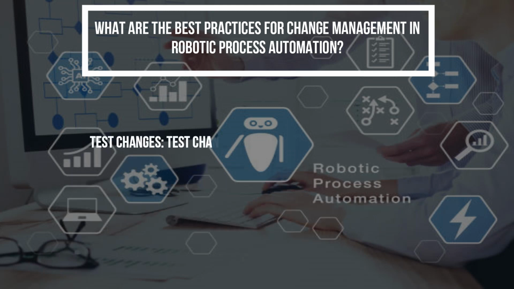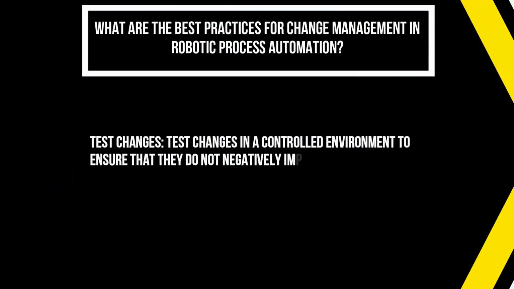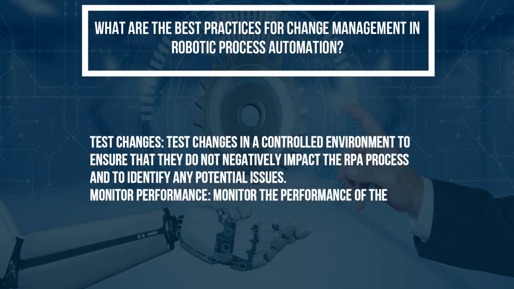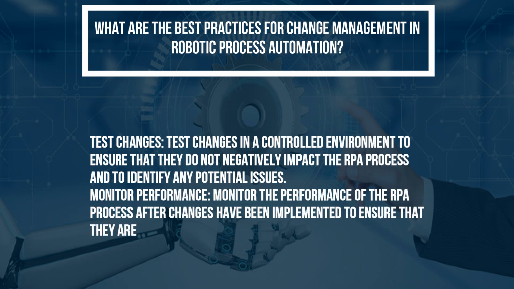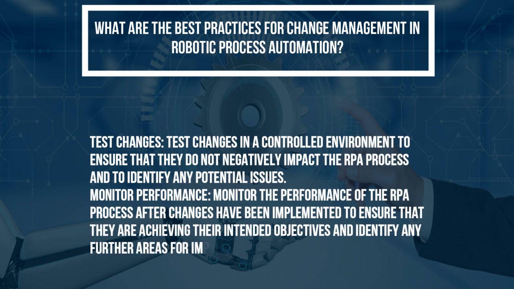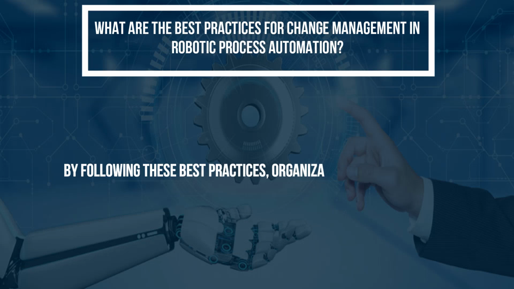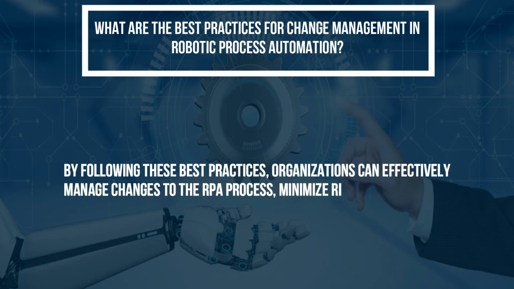Test changes. Test changes in a controlled environment to ensure that they do not negatively impact the RPA process and to identify any potential issues. Monitor performance. Monitor the performance of the RPA process after changes have been implemented to ensure that they are achieving their intended objectives and identify any further areas for improvement. By following these best practices, organizations can effectively manage changes to the RPA process, minimize risks, and optimize its performance.